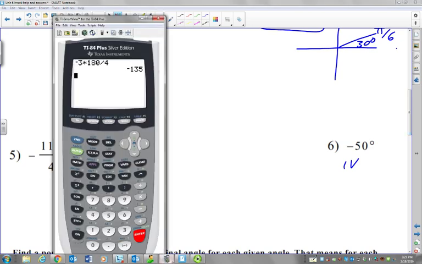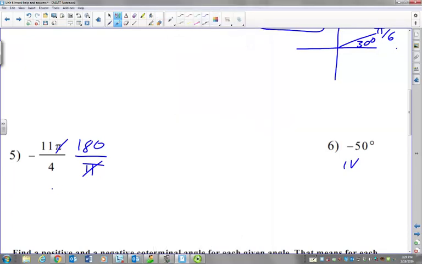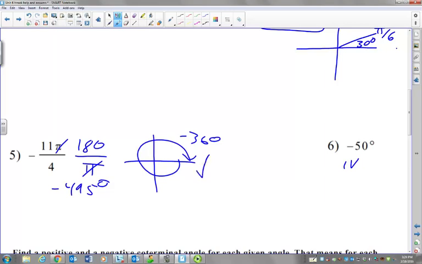Yeah. So then we got negative 11 times 180 degrees, and then divided by 4, so that gives us negative 495. Now that's a huge negative angle, so we do have to graph it because we're not sure what quadrant that's in. So we're going to start off by going all the way around to negative 360, and then we got to see how much more we go.